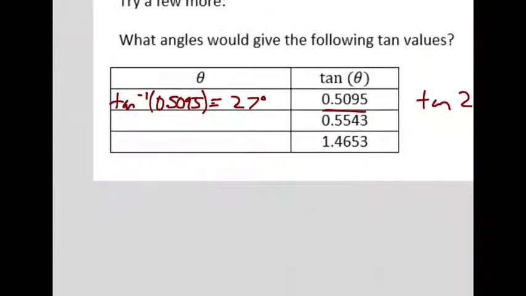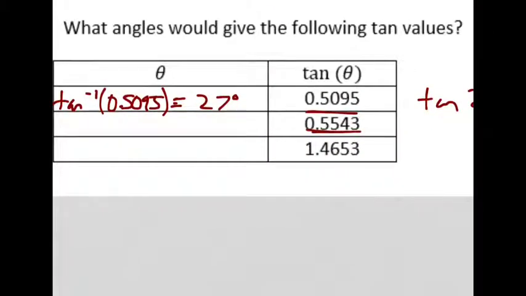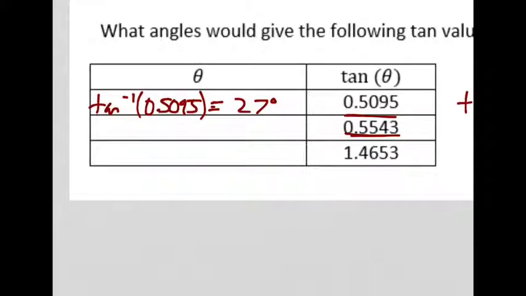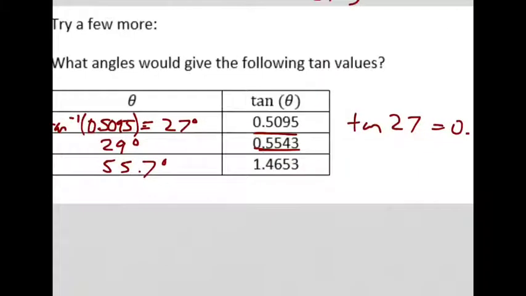What would the angle be there? Well, again, we just arctan 0.5543. So just do that on your calculator quick. We can arctan that, and we get approximately 29 degrees. And the last one, we just arctan 1.4653, and we get 55.7 degrees. Okay, so that's interesting, right? We've been given the ratios, and based on those ratios, we can use the arctan function to find the actual angles that those ratios are based on.